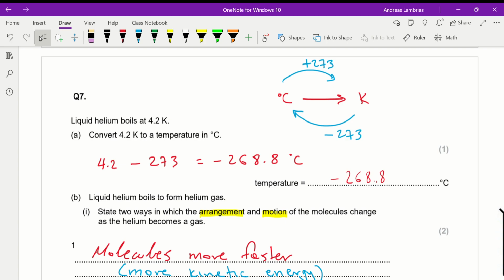If we're going from Kelvin to C, that means we're going backwards in the alphabet, therefore we have to subtract 273. So in this case, we need to subtract because it's Kelvin to Celsius, so 4.2 minus 273 will give us the temperature of minus 268.8.